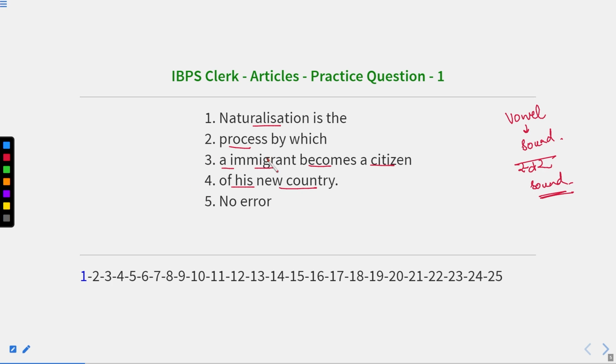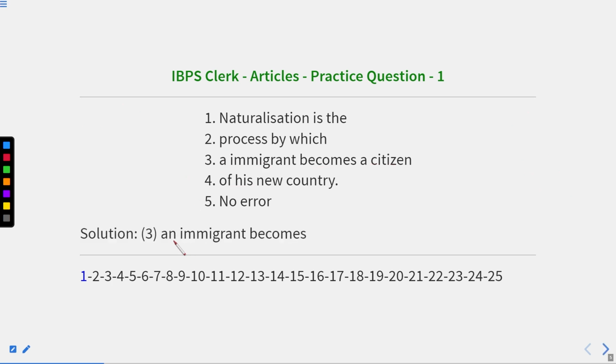Now here it is written a immigrant. Now it is immigrant. So if I see it is somewhere like E, which we call E in Hindi swar. So this is actually the vowel sound. Therefore, here this a is incorrect. It should be replaced with an. So our answer is an immigrant becomes a citizen of his new country.